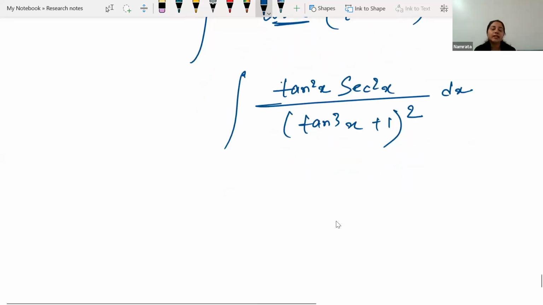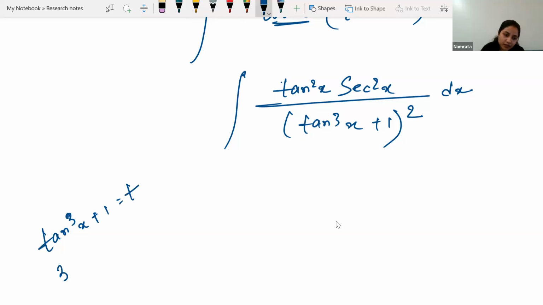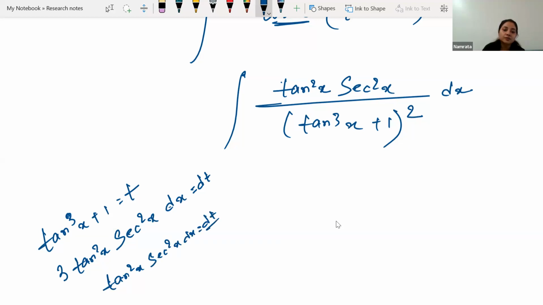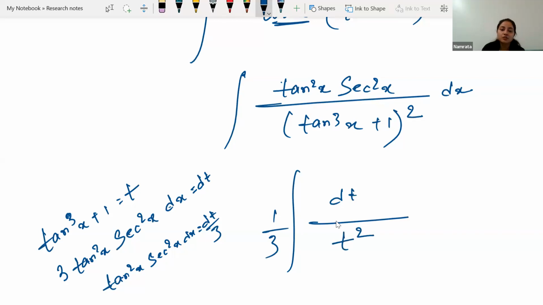Now we know we will be taking tan common and we will be getting the sec. But is it possible to take everything from the denominator as a substitution? So tan³x + 1 is equal to t. If we take that, we will be getting 3 tan²x, and for tan x by the chain rule it will be sec²x. Yeah, we are getting, can you see? So we got tan²x sec²x dx is equal to dt over 3. This is the numerator's part that became dt over 3, and the denominator t we have assumed became t square.